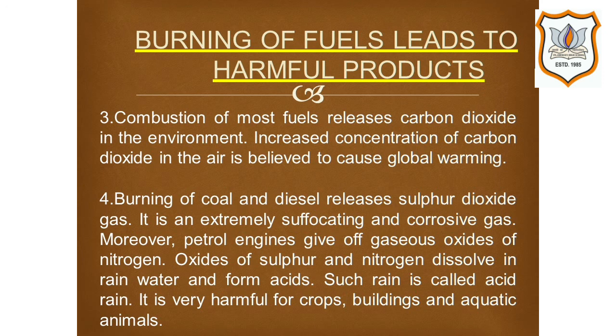The burning of petrol and diesel in the engine of vehicles also release nitrogen oxide into the air. Sulfur dioxide and nitrogen oxides produced by the burning of fuels dissolved in rainwater and form acids. The rainwater containing acids is called acid rain. Acid rain is very harmful for forest, aquatic animals and buildings.